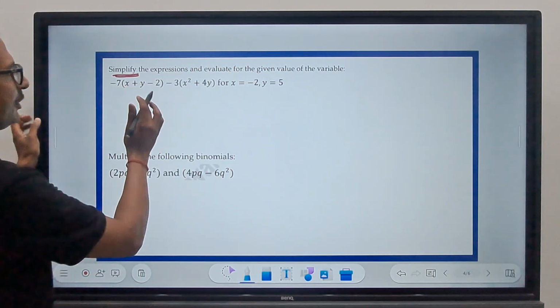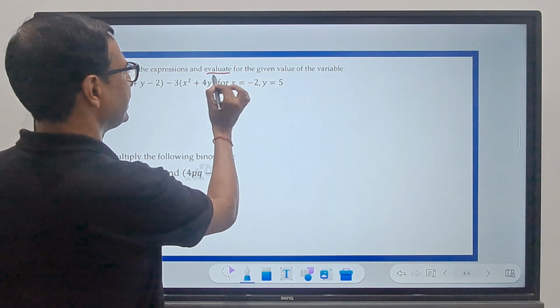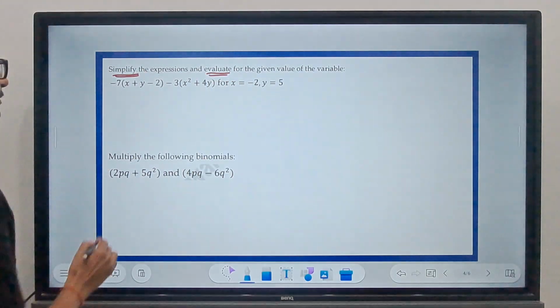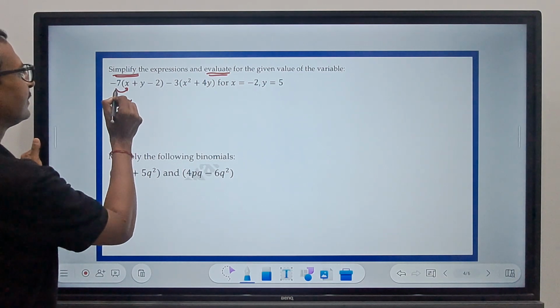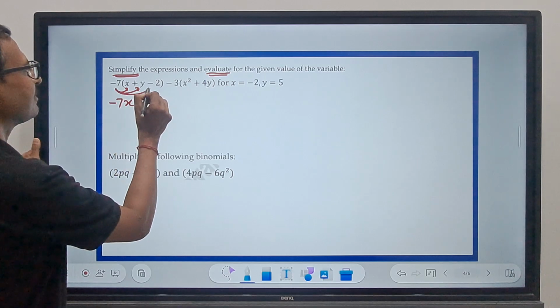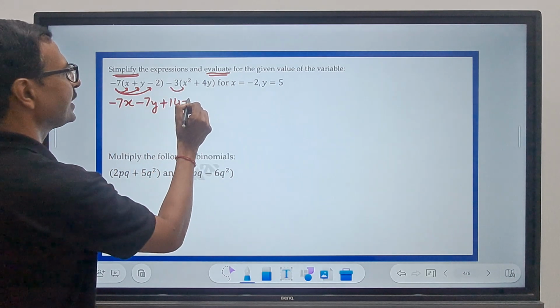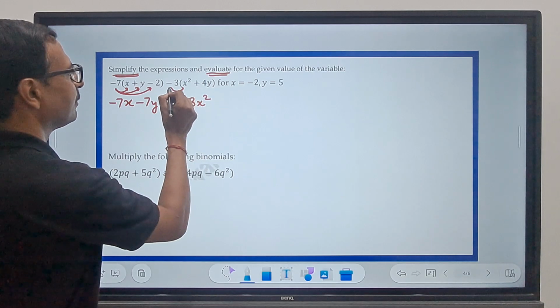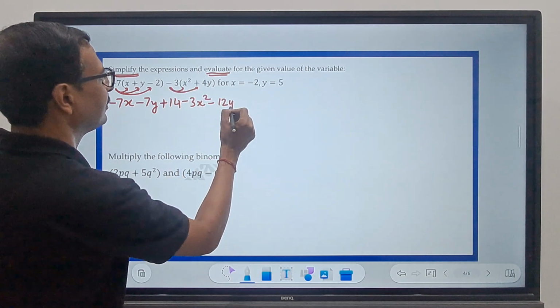Simplify. So we don't have to shuffle, okay? Just simplify and evaluate. There are two things. So first we will simplify. Let's multiply minus 7 by x, it is minus 7x. Minus 7 by y, minus 7y. And minus 7 by minus 2, it is plus 14. Minus 3 by x square, it is minus 3x square. Minus 3 by 4y is minus 12y.